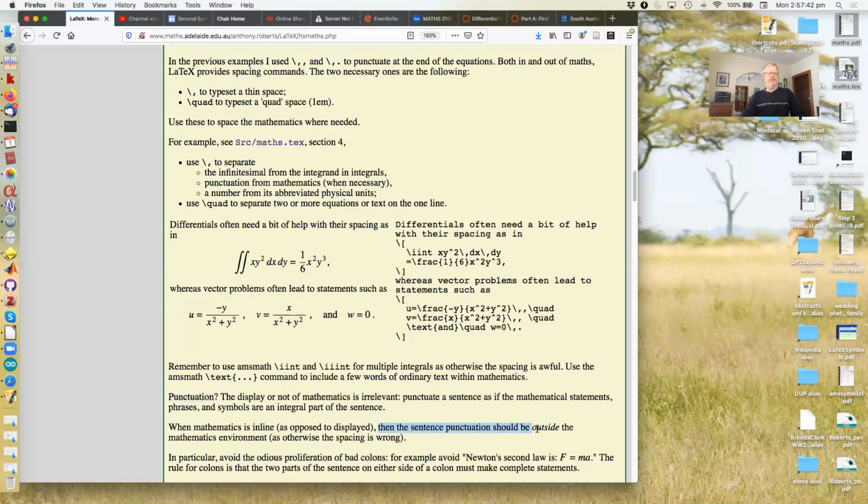Now, one thing to note is if the mathematics is displayed in line, put the actual punctuation outside the mathematics environment, so that LaTeX knows that it is indeed a punctuation symbol, a full stop at the end of a sentence or a comma, because LaTeX is more flexible about spacing after a full stop or a comma, but it only would do that if the full stop or comma is outside the maths.